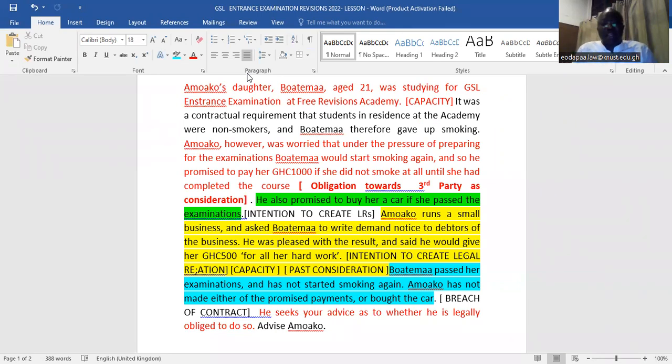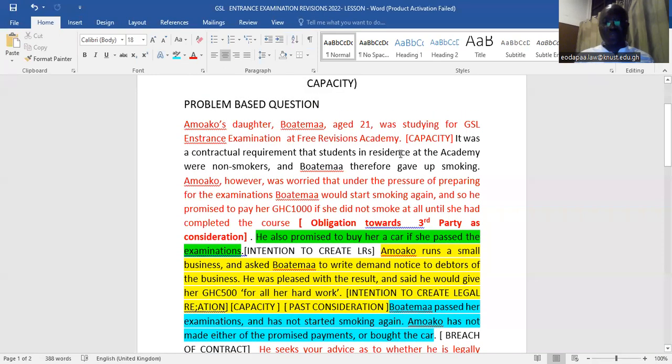Now let us apply them to the facts that you have. And we notice that the intention to create legal relation issue runs through more than one area of the story. So I think we identify two areas, right? Where again did you find it? The promise by Amoako to buy the daughter a car if she passed the examination. Will somebody do the application for us and let us know whether there was intention or there was no intention, in relation to the promise to buy the daughter the car?